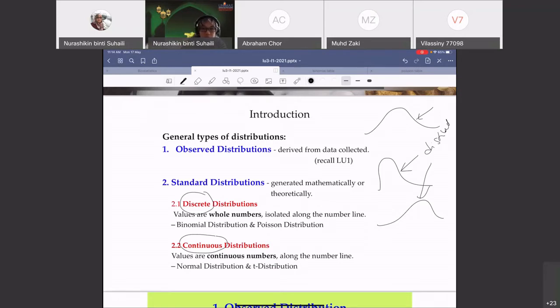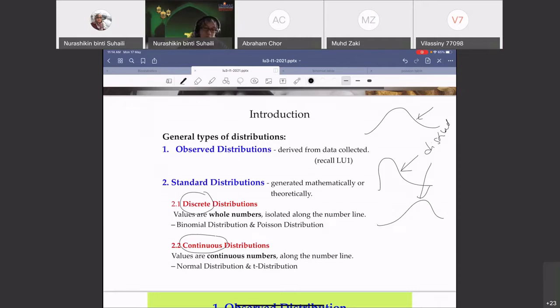So if, let's say, we have the number of students who participate in a quiz, that is discrete data, because it refers to the number of people. We know that there are no decimal points for the number of people. So the distribution of that particular data is a discrete distribution. Okay.